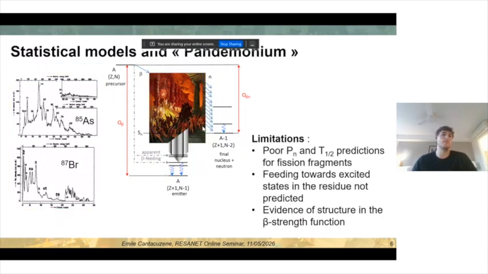Okay, so these type of models, they have limitations. They don't predict very well what we call integrated properties. So for example, PN or half-lives, which are integrated properties, especially in the fission fragments region.